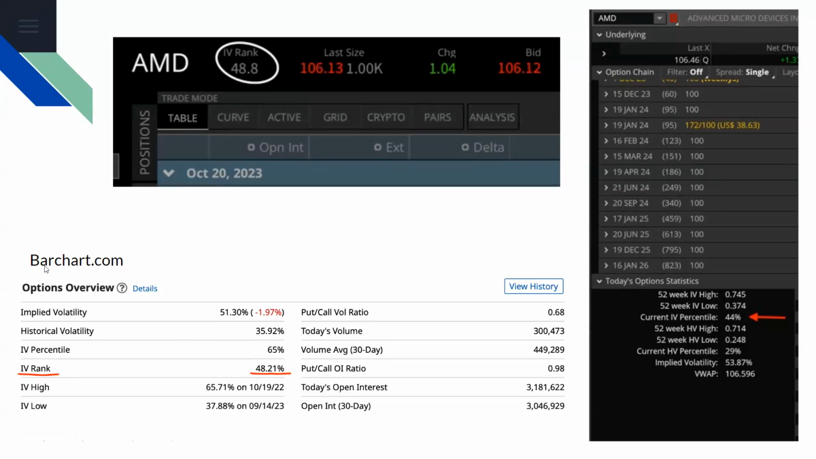And then you come over here to barchart.com. This is free that you can go on to and look up. And you can see under the options overview, IV rank showing here at 48.2. My personal preference, I use Tasty Trade for all my options trading. And even if I am not trading in Tasty Trade, I use Tasty Trade to analyze the trades because they just have much better metrics, in my opinion, when it comes to analyzing options. But so there's a few examples of where you can find your IV rank.